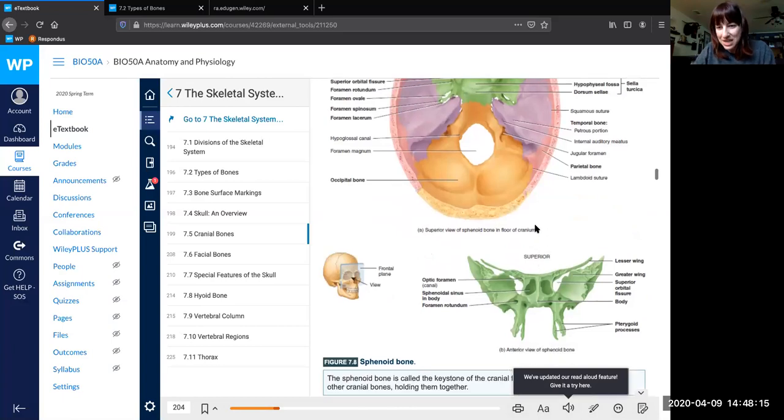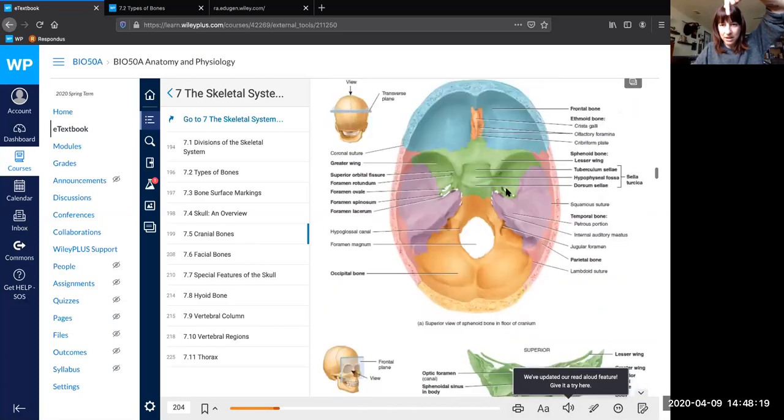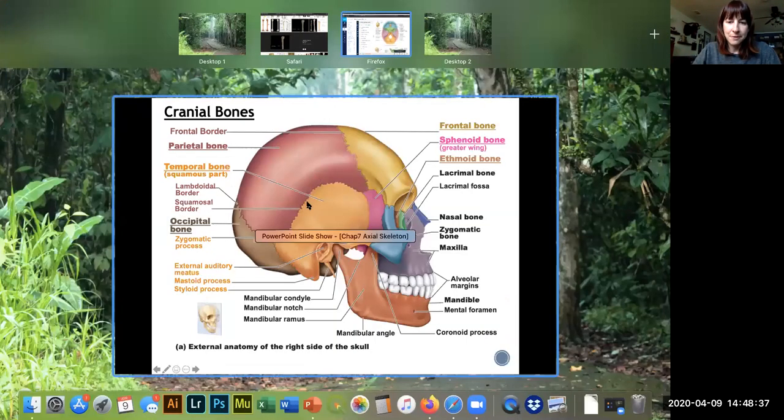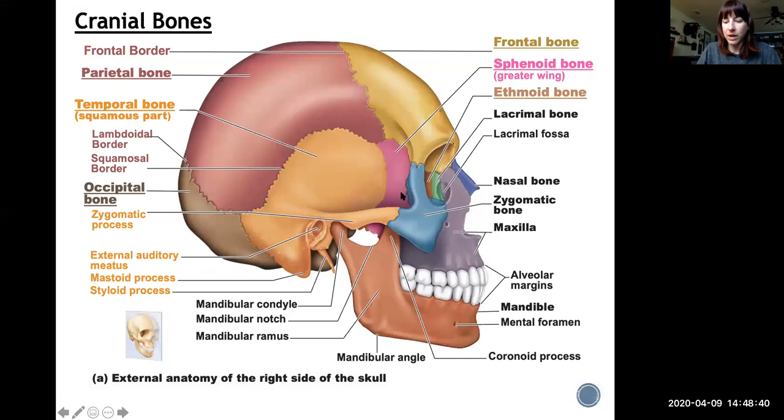Looking down at this, it looks like this on the inside of the skull. And this is why it's a cranial bone: it makes up part of the cranial vault. It's one of the bones that can actually be touching your brain. Okay, so again, here's the greater wing.